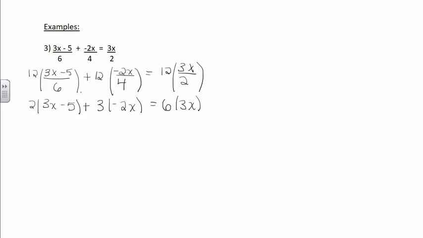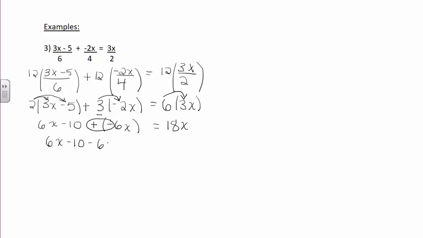And now we do our distributive property, so 2 times each of the terms inside of the brackets to get rid of our brackets, 3 times its only term, and 6 times its only term. So we end up with 6x minus 10 plus negative 6x equals 18x. And again, we can just simplify this to a minus sign, so we're actually at 6x minus 10 minus 6x equals 18x.